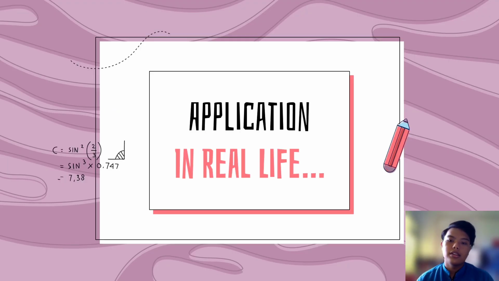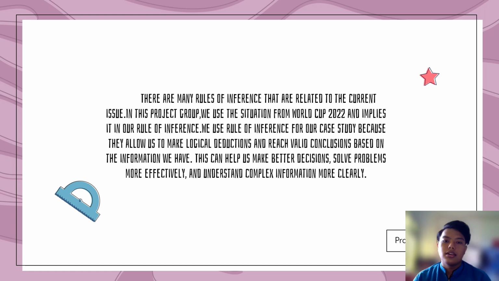For the application in real life, there are many rules of inference that are related to current issues. In this group project, we use the situation from World Cup 2022 and implement it in our rules of inference. We use the rules of inference for our case study because they allow us to make logical deductions and reach valid conclusions based on the information we have. This can help us make better decisions, solve problems more effectively, and understand complex information more clearly.